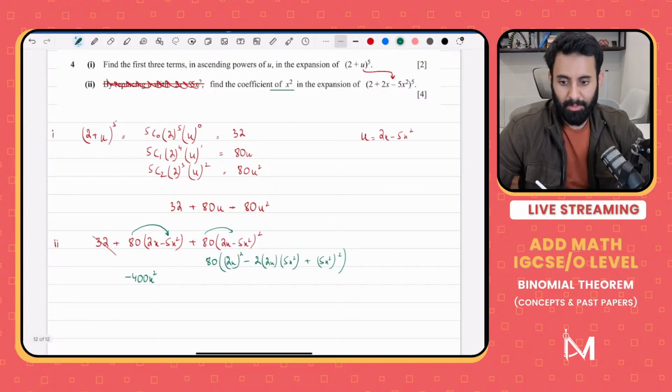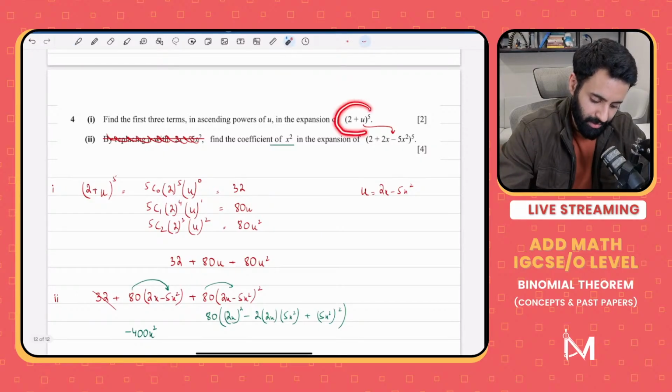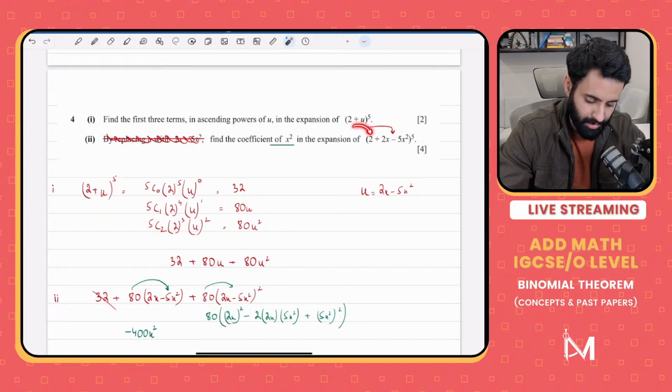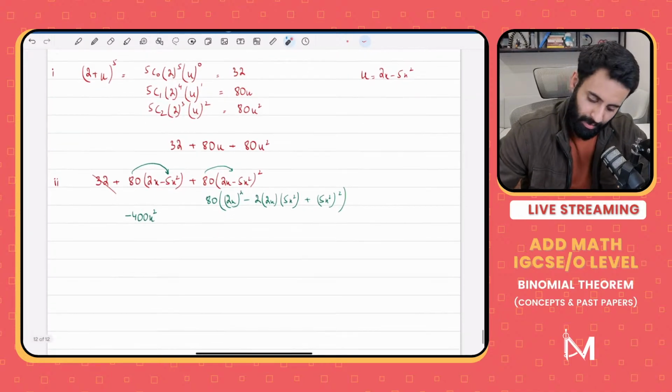How did you understand 2x minus 5x square is u? Compare the two. Compare this and compare this. And tell me, what do you see? We see a 2 here and we see a 2 here. In place of u, we see two terms, and they are 2x minus 5x square. That's how you figure it out.